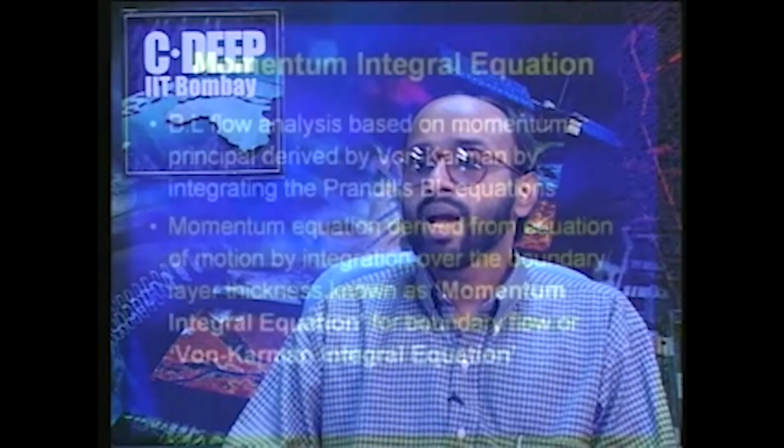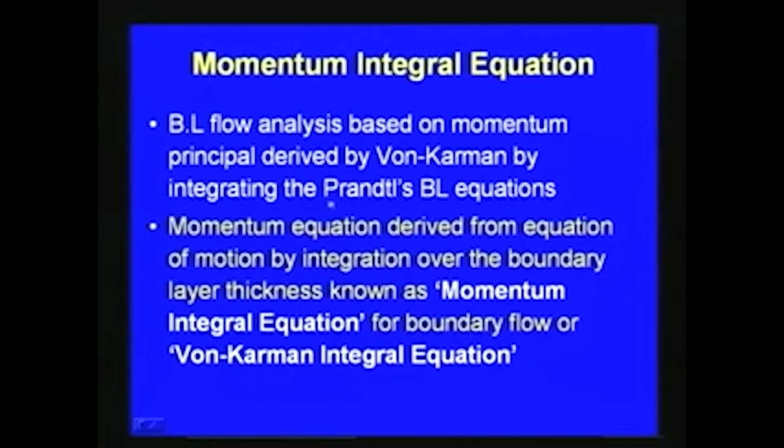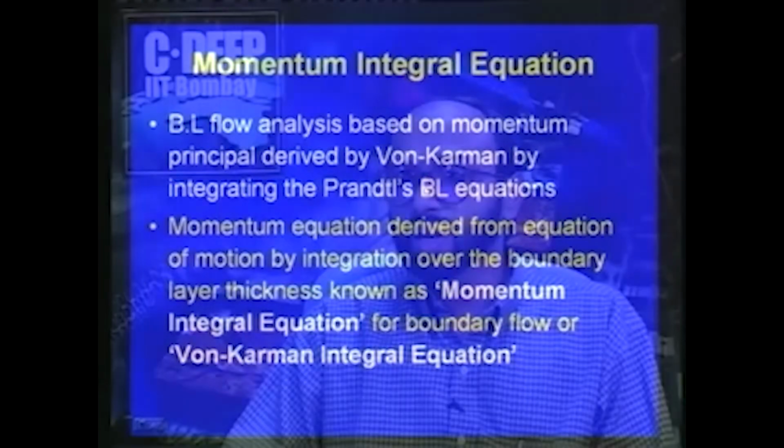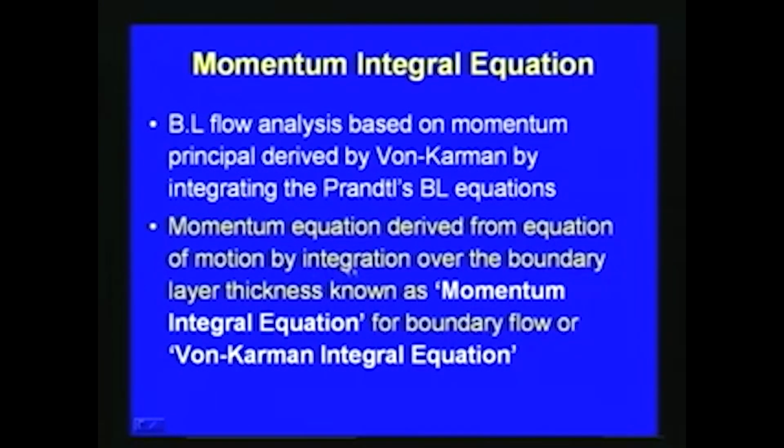Here, the boundary layer flow analysis based on the momentum principle was derived by von Karman by integrating Prandtl's boundary layer equations. Again, von Karman used Prandtl's boundary layer equations and integrated them, so that he got an equation called the momentum integral equation. This momentum equation, derived from the equation of motion by integration over the boundary layer thickness, is known as the momentum integral equation for boundary layer flow, also called the von Karman integral equation. Basically, von Karman used Prandtl's boundary layer equations and integrated from 0 to delta.